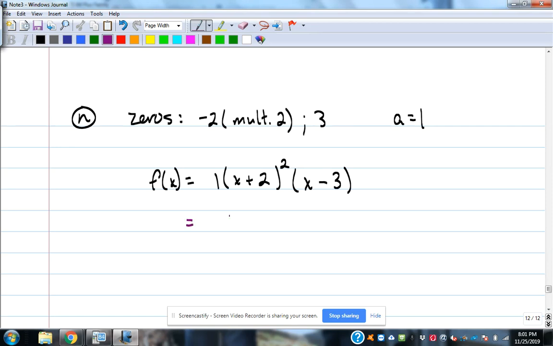So we want to multiply this thing out. So I need to multiply out x plus 2 times x plus 2, and then times x minus 3. Again, it doesn't matter what 2 you pick to multiply together first. I'm going to pick the 2 that are alike and get those together first. So x times x, x squared, 2x, 2x, 4.